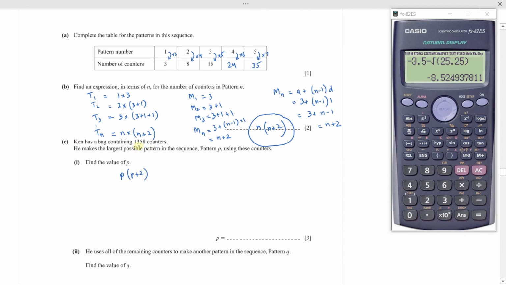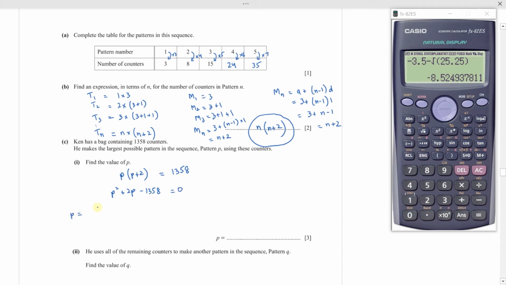And how many counters are there in this sequence? 1,358. So now we can solve this equation to get P, where P is the pattern number. If I open this bracket, I get P squared plus 2P, and if I bring this 1358 here, it will be negative 1358 equals 0. So now this is a quadratic equation, and I can use the quadratic formula.